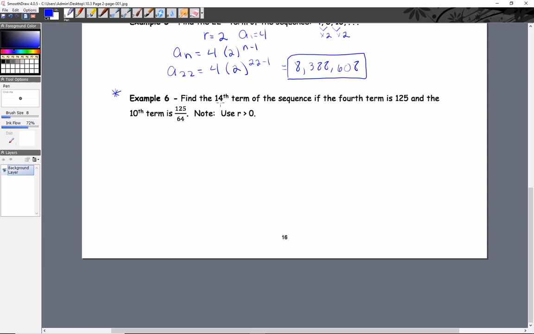So we're supposed to find the 14th term of the sequence if the 4th term is 125, so let's mark this down symbolically. A sub 4 is 125, and the 10th term is going to be 125 over 64. All right, we're supposed to find the 14th term, and in doing so, we're kind of missing the first term, and we're kind of missing r as well. So what to do?